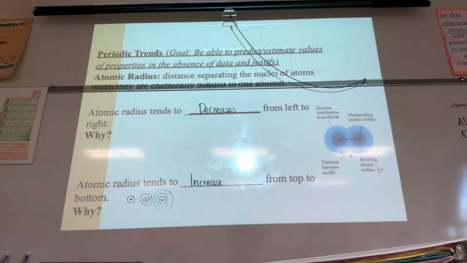Now it's not a drastic difference. If you look at their sizes, it's a very small change. Up and down, very drastic. Left to right, very small. But if you compare the ends, neon to lithium, it's pretty significantly smaller in size because the stronger the ZEF pulls those electrons in tighter.